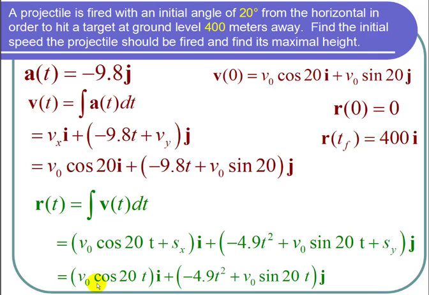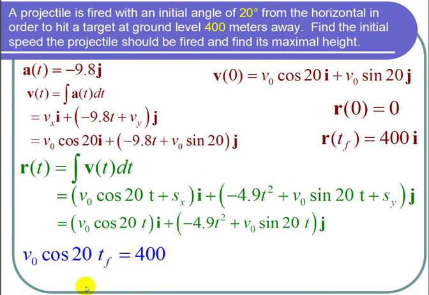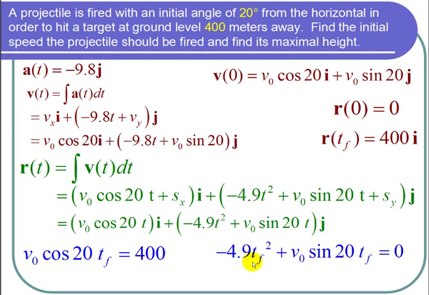So now I plug in t final, and I'm supposed to get 400i. So that means that for the first component, v naught cosine of 20 times t final is equal to 400. And for the second component, there's a 0j for r of t final. So that tells us that negative 4.9 t final squared plus v naught sine of 20 times t final is 0. So I have two equations and two unknowns, and I solve.